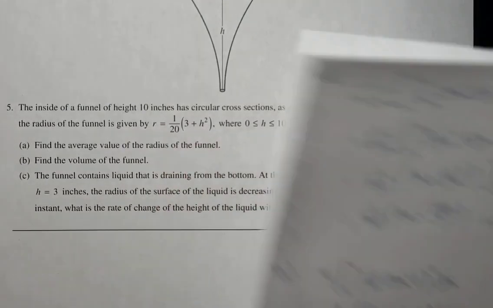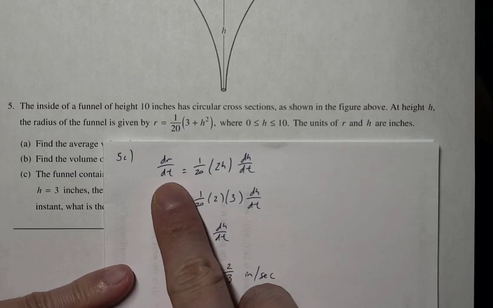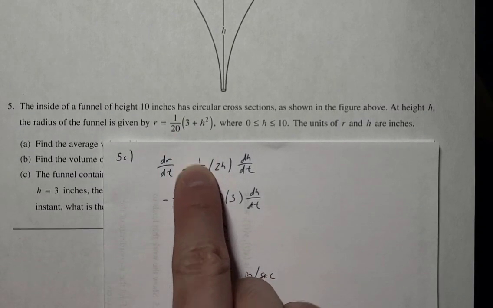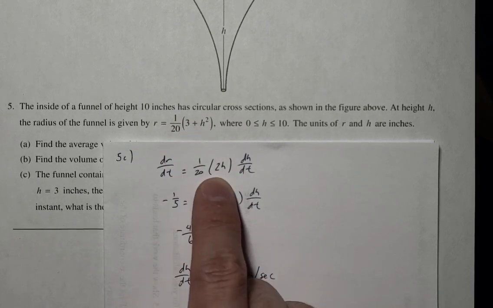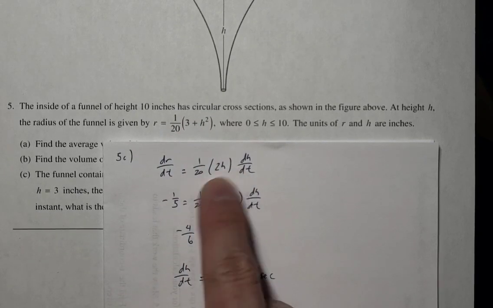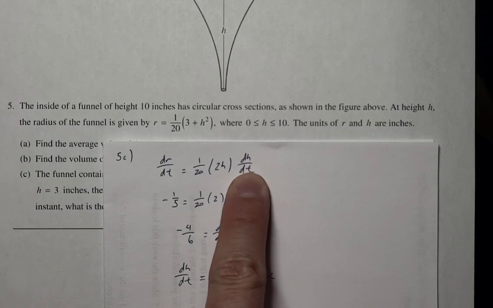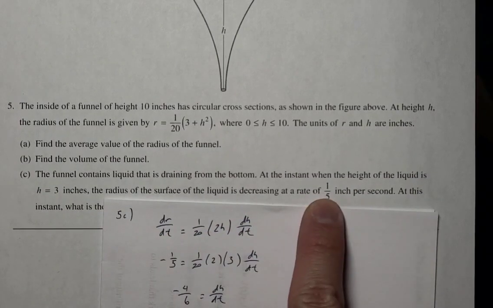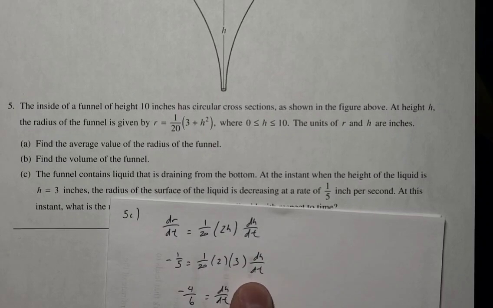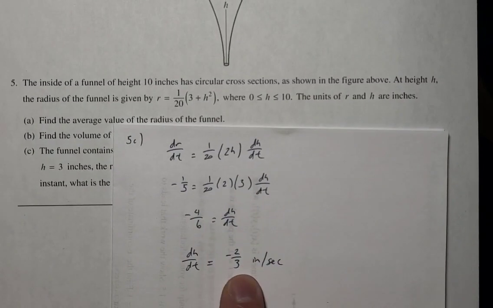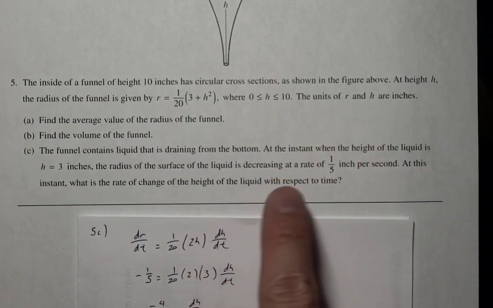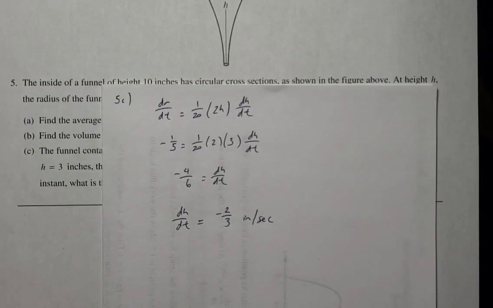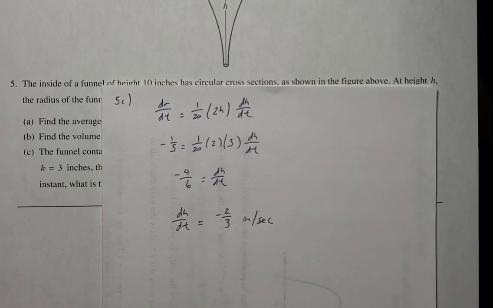And they give us dr/dt, right? So 1 over 20 is a constant, leave that alone. Differentiate this: the derivative of 3 is 0, so it will be times 2h, and then dh/dt by chain rule. They give us dr/dt minus 1/5, h is 3, solve for dh/dt. You should get minus 2/3. Units are inches per second. h is in inches, t is in seconds. So minus 2/3 inches per second. And that's it for this one.